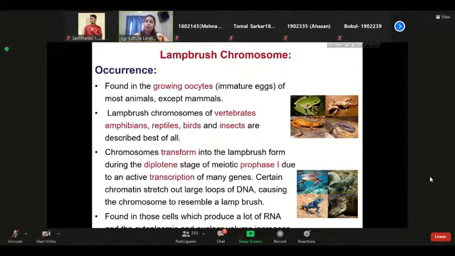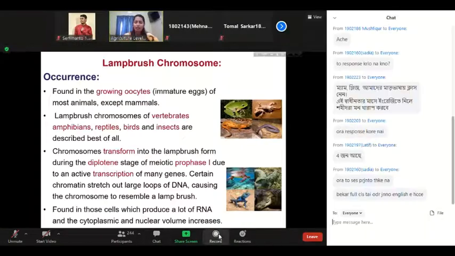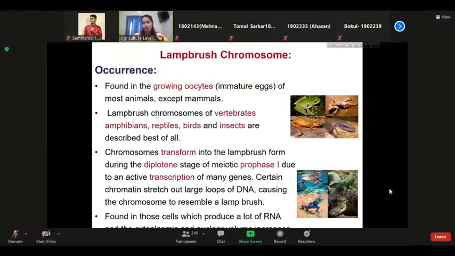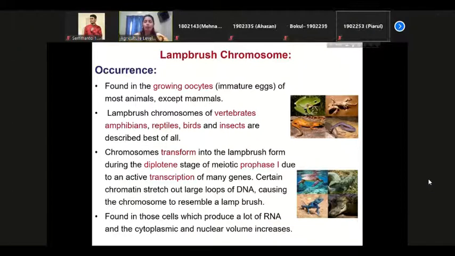These types of chromosome have many loops. Now, why do they make loops and what is the function of the loops? We will discuss it later. Let's see the occurrence, where we can find these giant lamb-brush chromosomes. They are found in the growing oocytes of most animals except the mammals. Mammals, you know the mammals, we are a group of mammals.